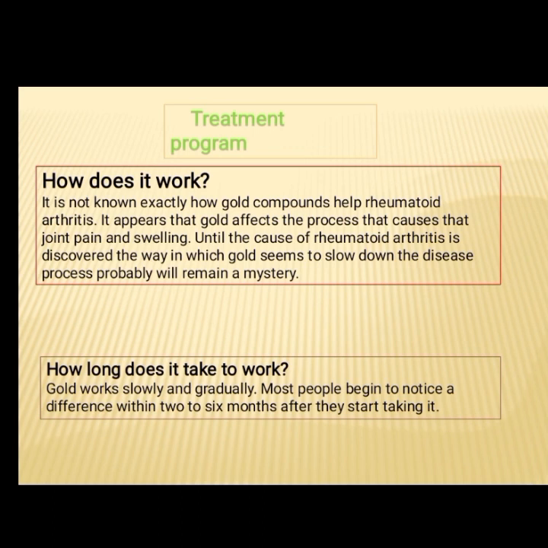How does it work? It is not known exactly how gold compounds help rheumatoid arthritis. It appears that gold affects the process that causes the joint pain and swelling. Until the cause of rheumatoid arthritis is discovered, the way in which gold seems to slow down the disease process probably will remain a mystery. How long does it take to work? Gold works slowly and gradually. Most people begin to notice a difference within 2 to 6 months after starting treatment.